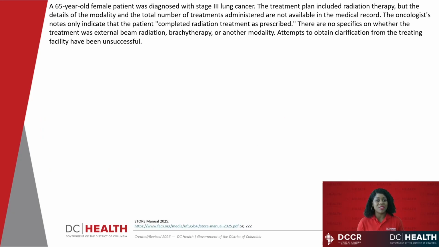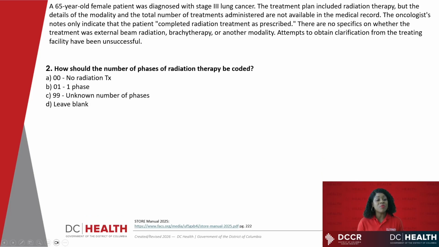Same case scenario, question number 2. How should the number of phases of radiation therapy be coded? Is it A, 00, B, 01, C, 99, or D, leave blank? The correct answer is C, 99, unknown number of phases.